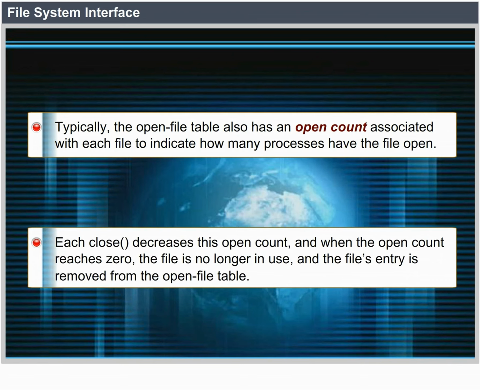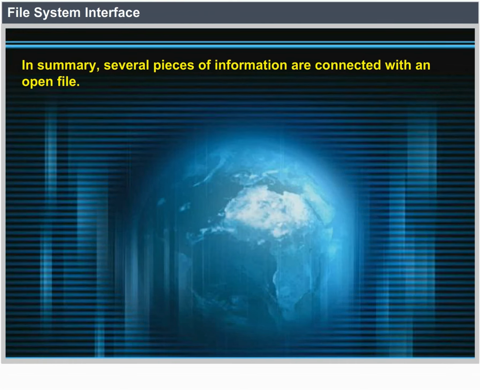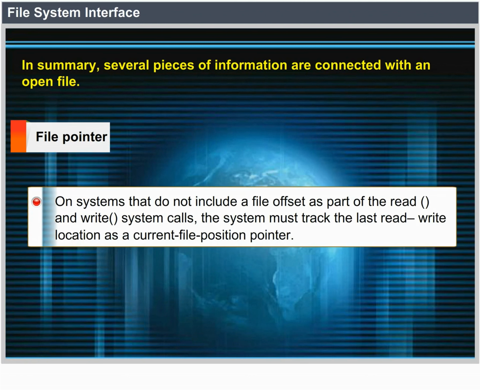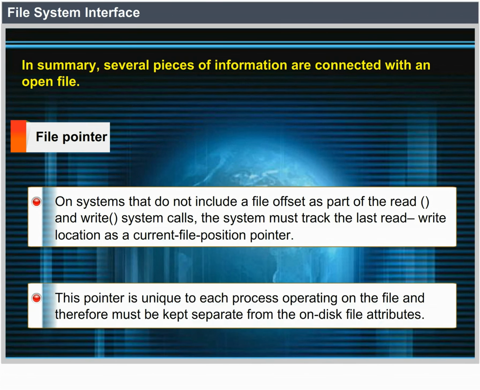In summary, several pieces of information are associated with an open file. File pointer. On systems that do not include a file offset as part of the read and write system calls, the system must track the last read-write location as a current file position pointer. This pointer is unique to each process operating on the file and therefore must be kept separate from the on-disk file attributes.